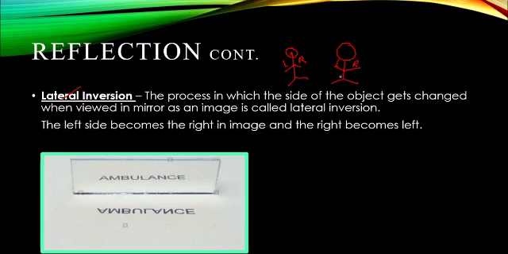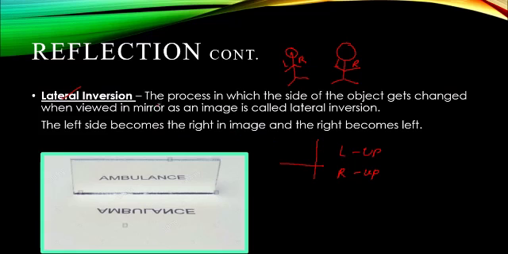This is known as lateral inversion. The right side will become the left and the left side will become the right. So this is called lateral inversion. So students, when we see our image in the mirror and we raise our left hand, then in the image our right hand goes up. So this is the case of lateral inversion.